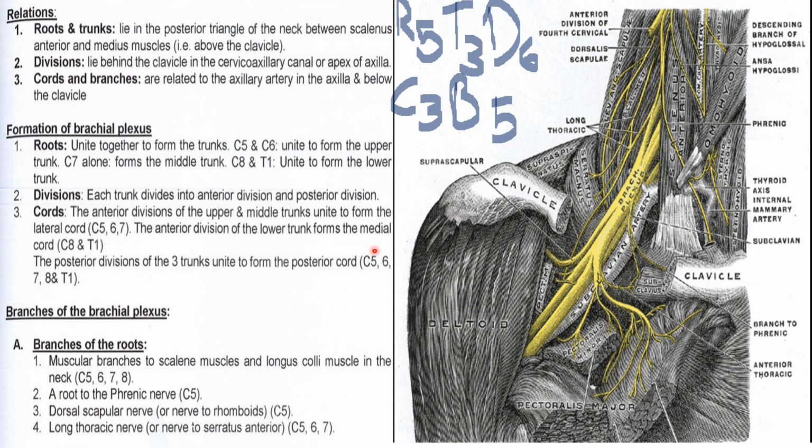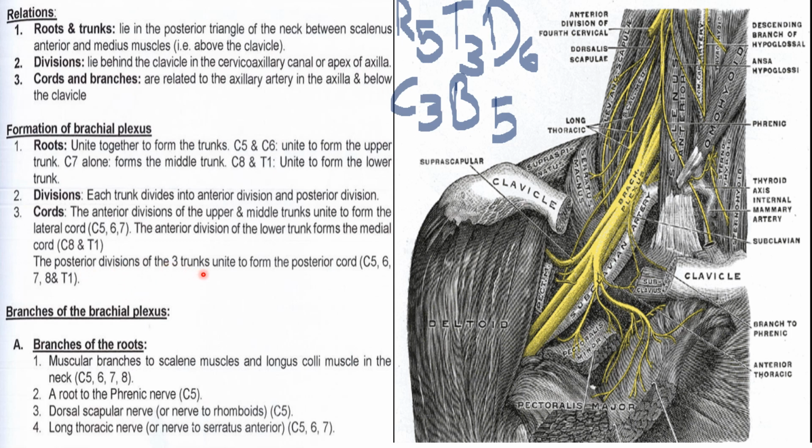So the medial cord is formed only by the anterior division. That's a thing to know. Otherwise, the lateral cord is made by the anterior divisions of the upper and the middle trunks, both trunks making the lateral cord. But the medial cord is just coming out of the anterior division of the lower trunk.